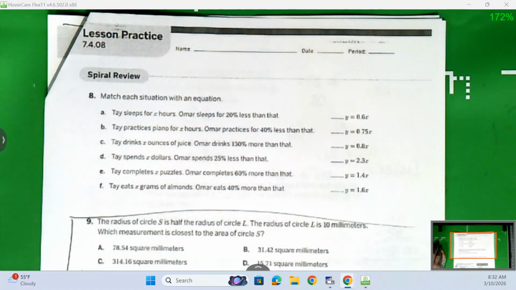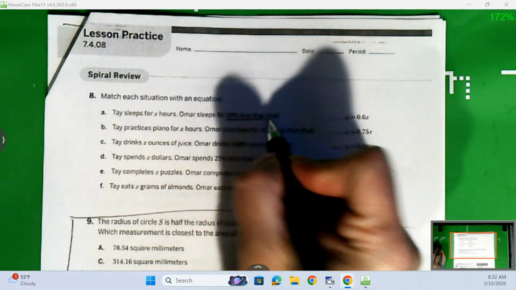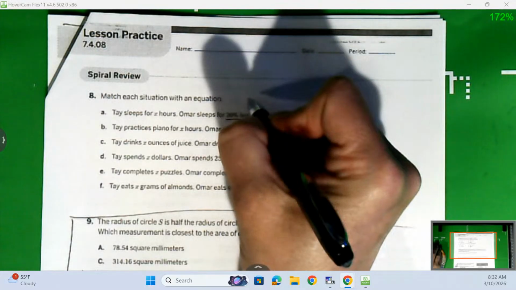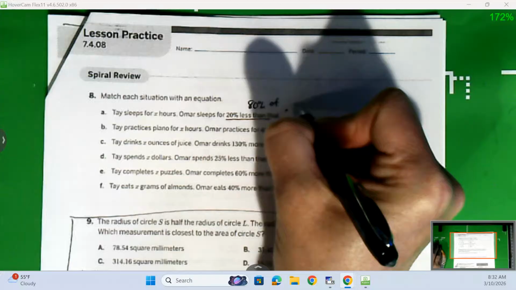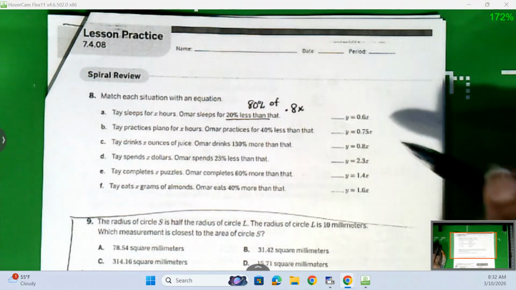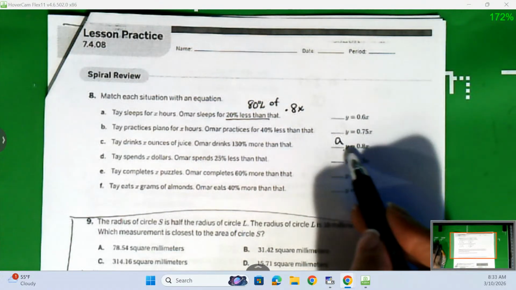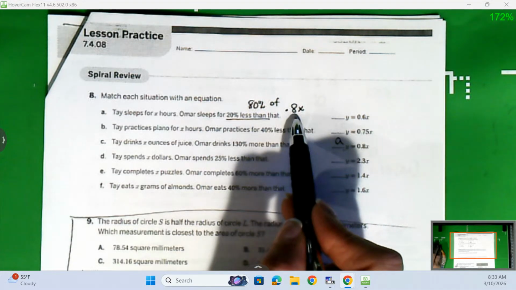We have Tay sleeps for X hours. Omar sleeps 20% less than that. So 20% less means 80% of. So we're going to have something 0.8 of X. So looking at our list, here we have Y equals 0.8X, because 80% means 80 divided by 100, which is 0.8.